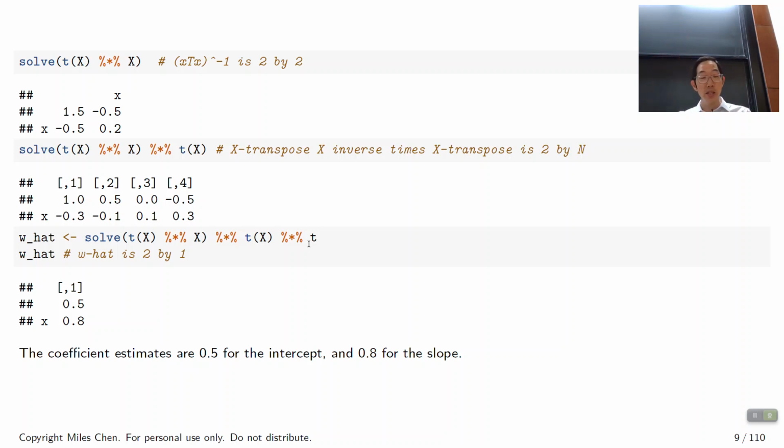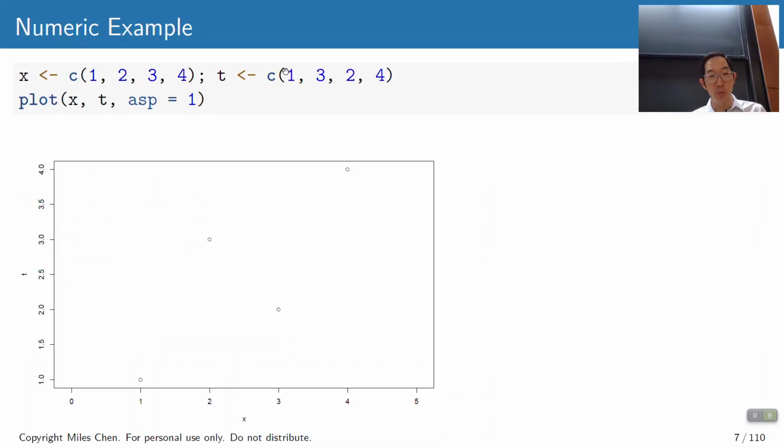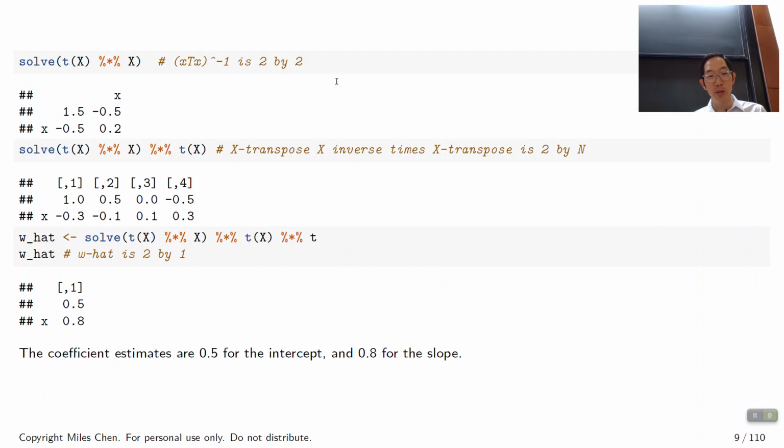T is all of the response values. We have n values. It's a single column, so n by 1. It's these numbers, 1, 3, 2, 4. So when you multiply a 2 by n by an n by 1, the result is a 2 by 1. So W hat is 2 by 1, and this corresponds to the intercept of 0.5 and a slope of 0.8.